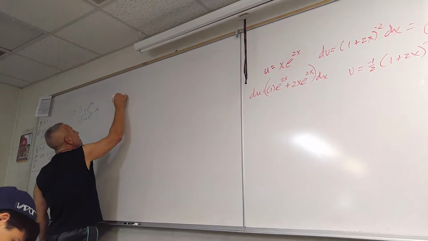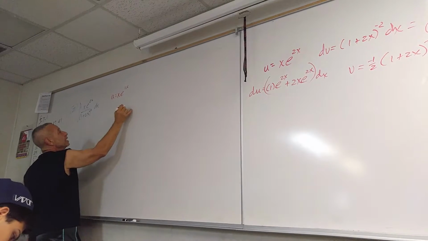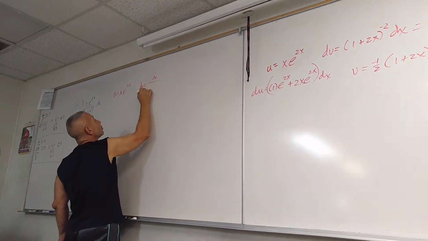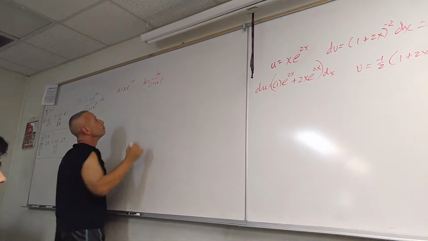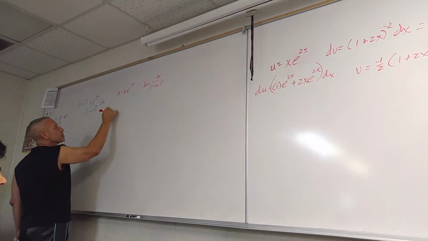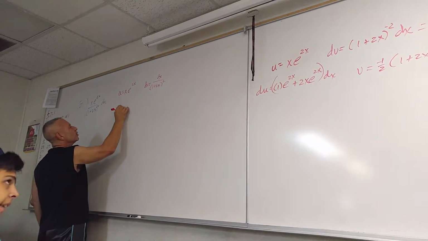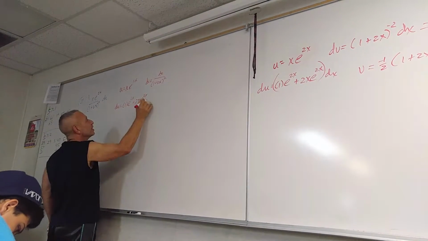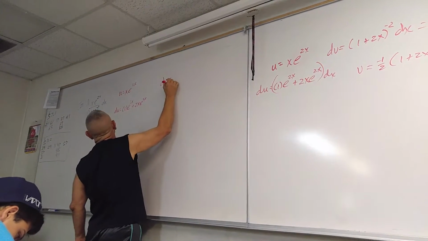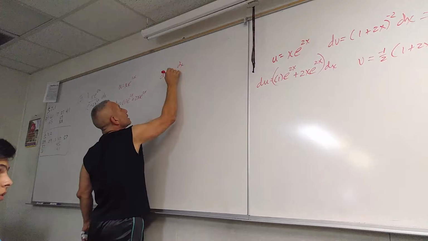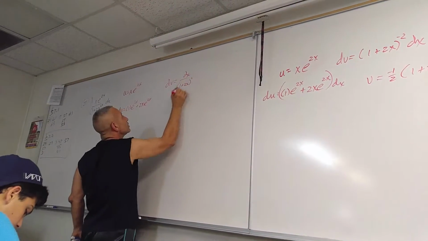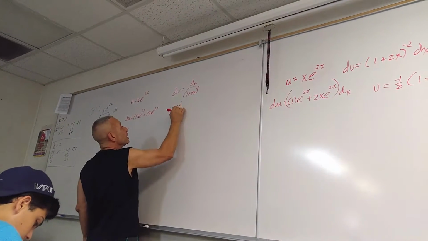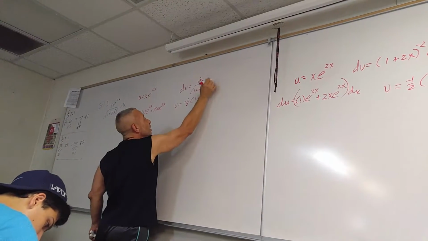So u equals x e to the 2x, let's try that. And dv equals dx over 1 plus 2x quantity squared. Yeah, we can do that without a substitution. And this is going to work? We'll find out: derivative of the first times the second plus derivative of the second times the first. And then, goodness, dx over 1 plus 2x quantity squared. So v is, well, we already did it over there, didn't we? Minus 1/2 times 1 plus 2x to the negative 1.